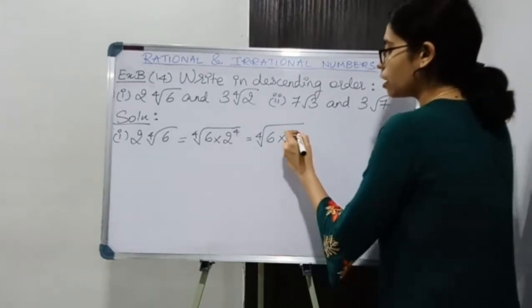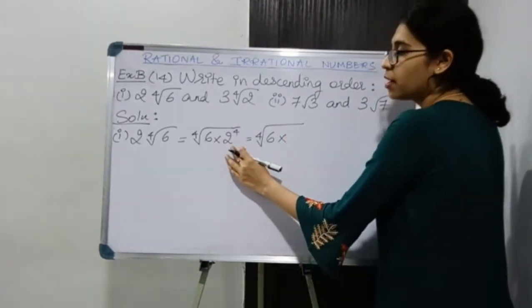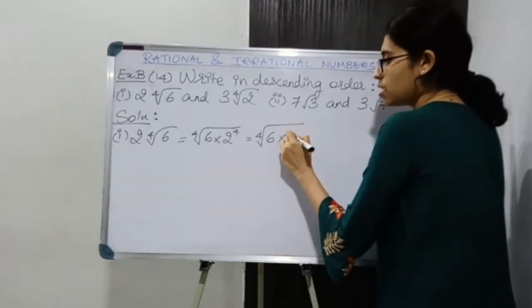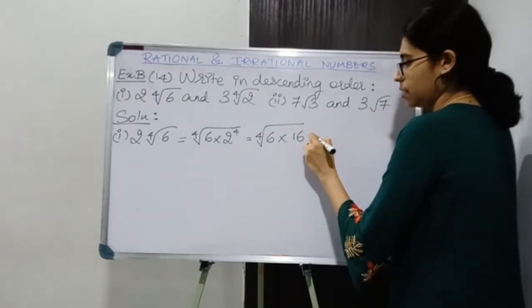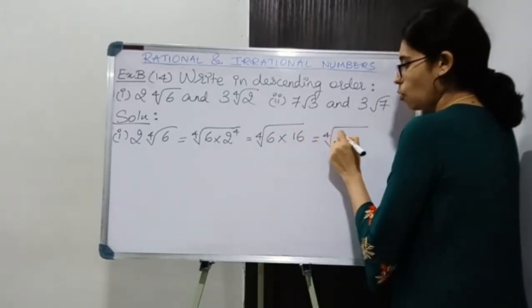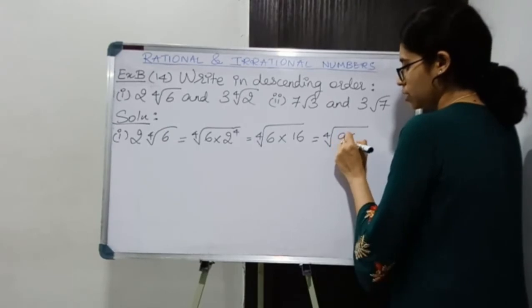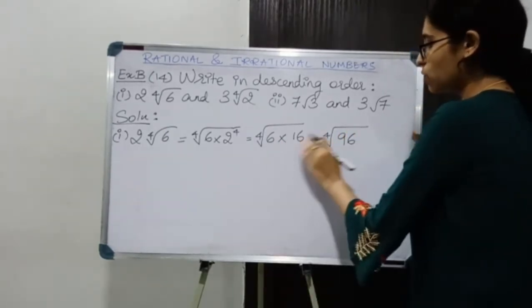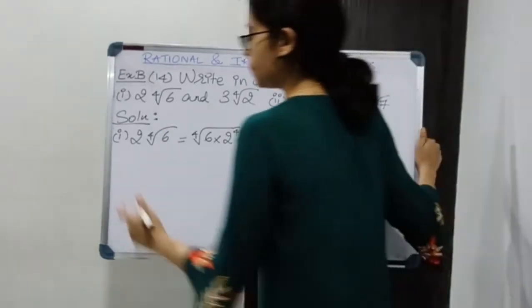2 raised to 4 क्या हो जाएगा? 2 2s are 4. Okay, 4 2s are 8 and 8 2s are 16. So I'll have 4th root of 96. 6 into 16 gives 96.